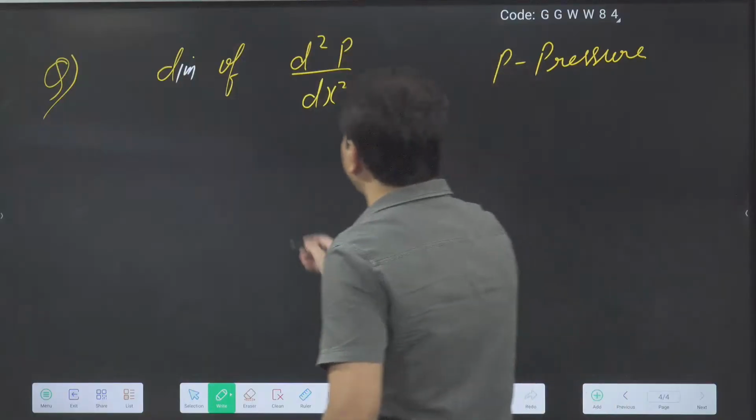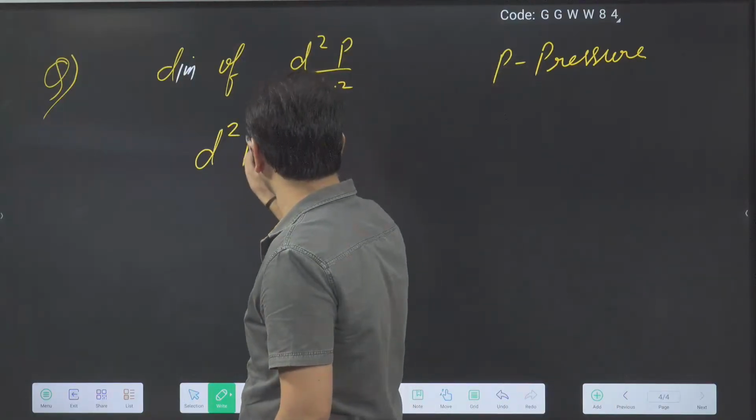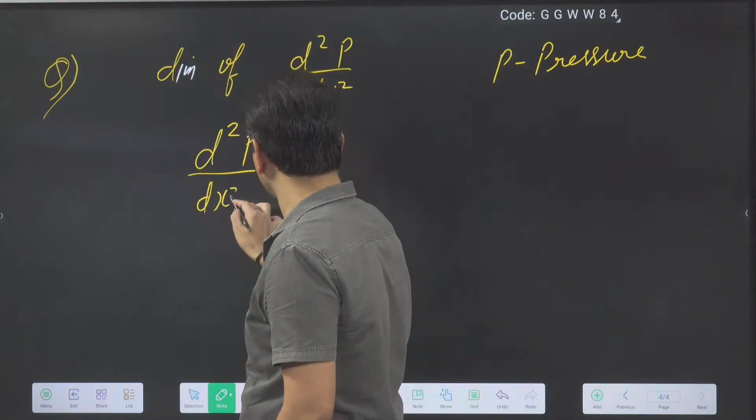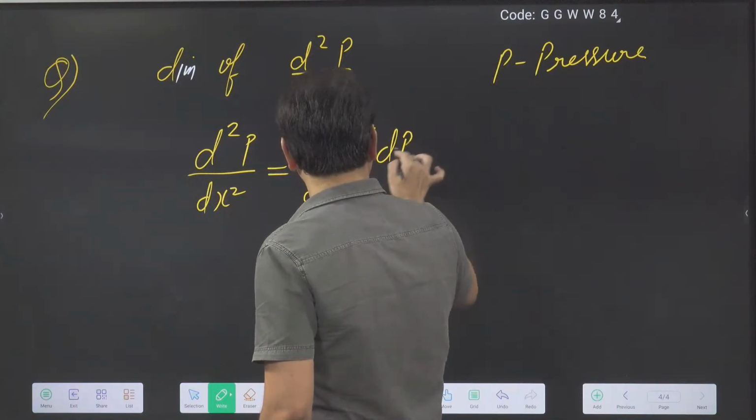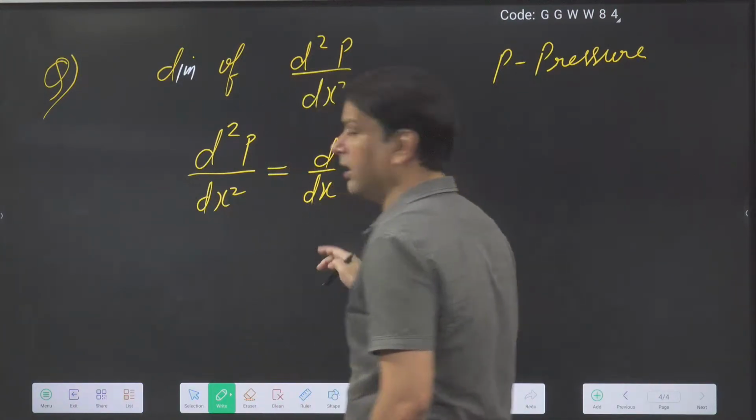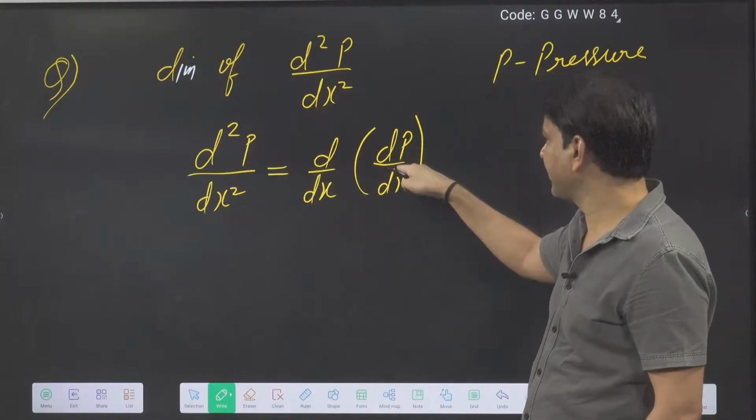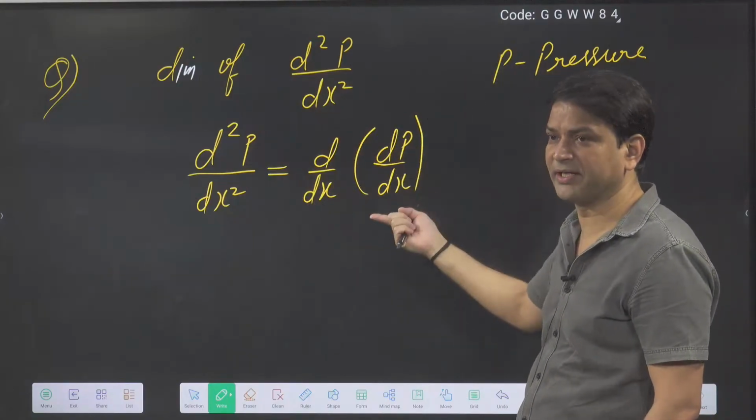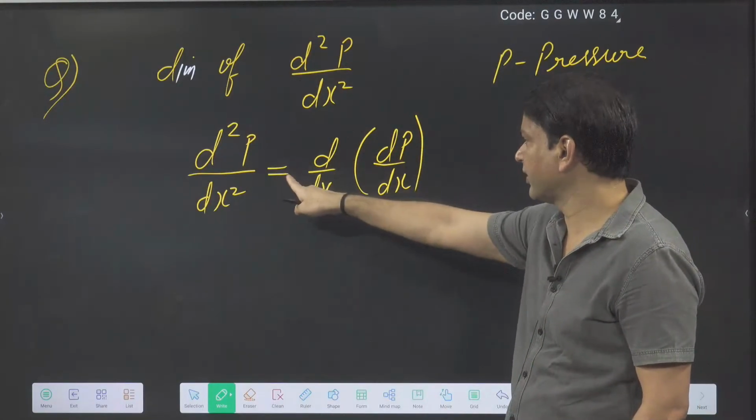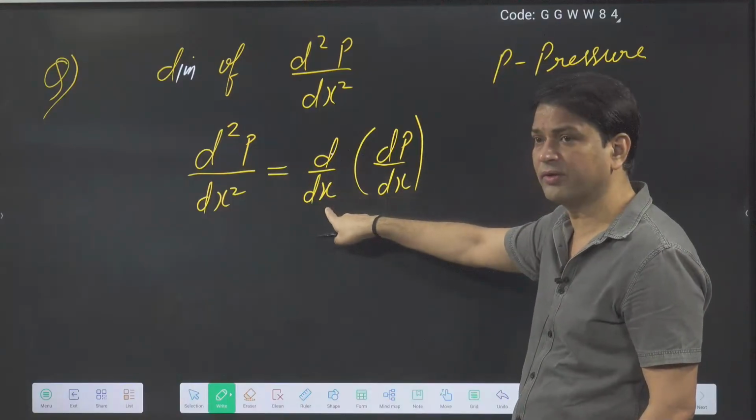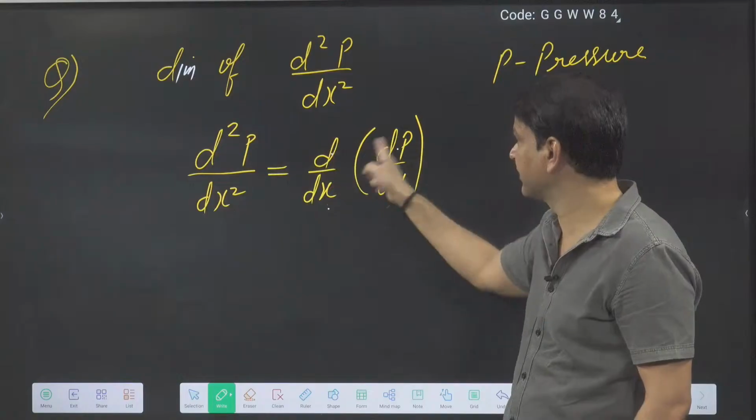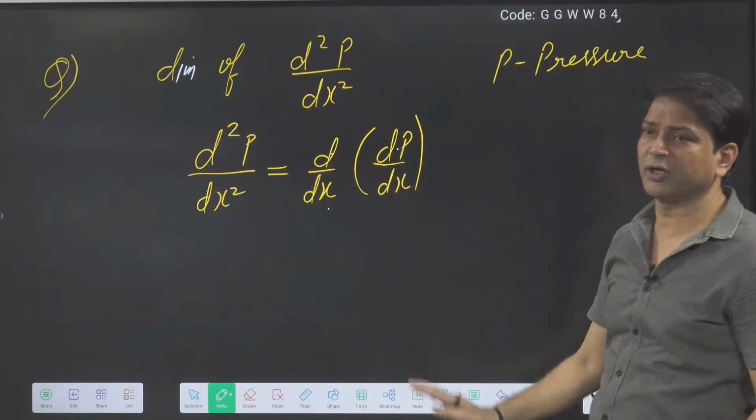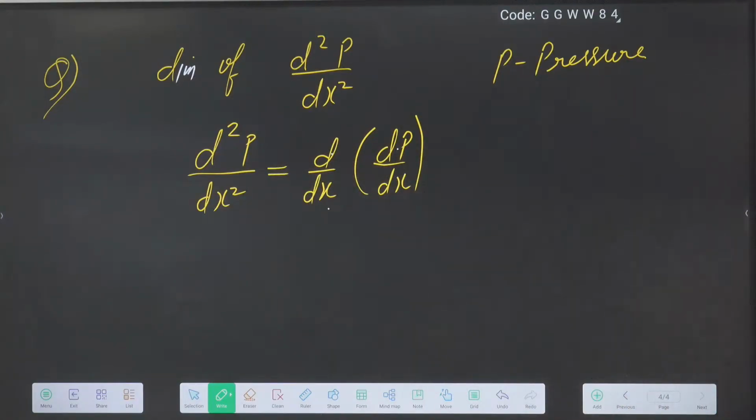So this d2p by dx2, what can I write? d2p by dx2 is equal to d upon dx of dp by dx. It is a double differentiation, like dv by dt where v is dx by dt. Same way, d upon dx of dp by dx: it is the first differentiation, and it is the second differentiation. Did everybody get the meaning of this? You have learned it in the basic mathematics also.